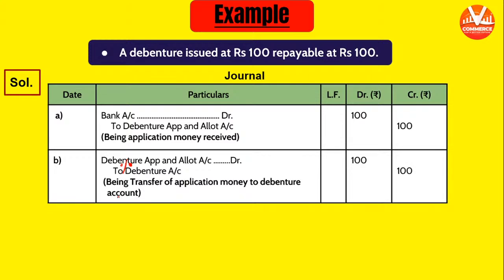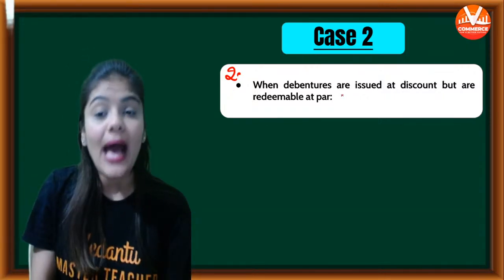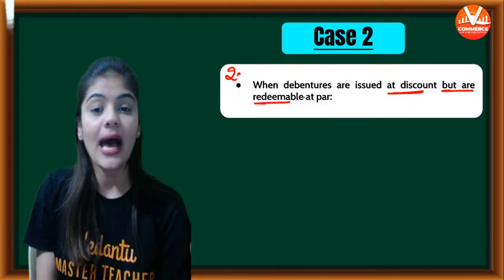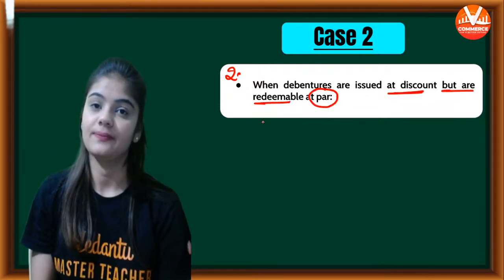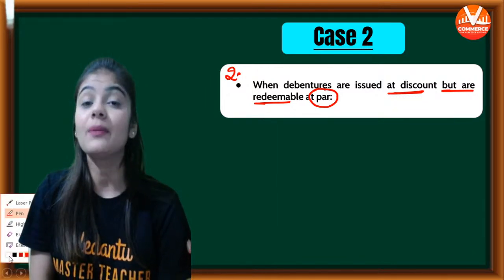Now coming on to our second case. The second case that we have is when the debentures are issued at discount but they are redeemable at par. So they are issued at discount but they are redeemable at par.